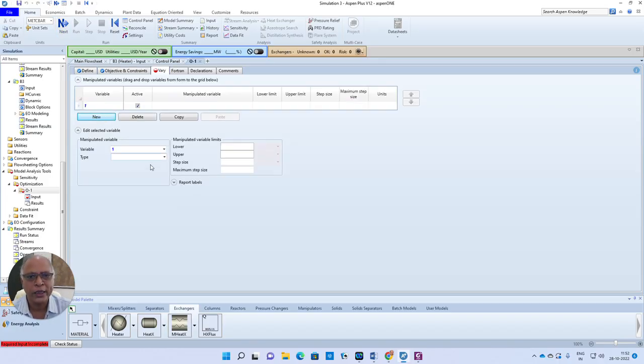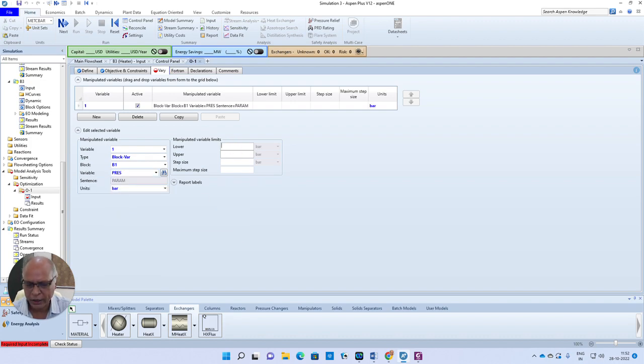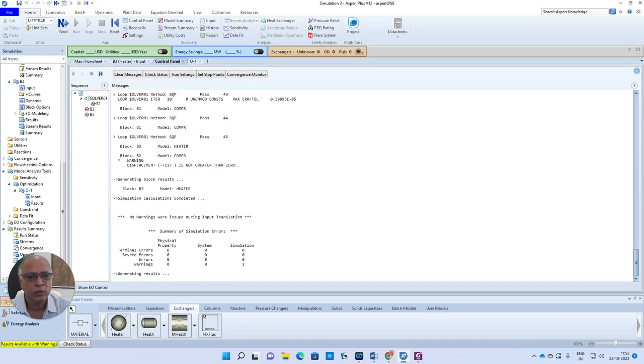Now we would like to vary the intermediate pressure, or the pressure from the exit of the first compressor. The inlet pressure is 1.75 and the outlet pressure is 50. So let us take somewhere in between, where we expect the optimal solution to lie. Having defined this, you can run the problem. You can see we were able to come to a convergent solution.